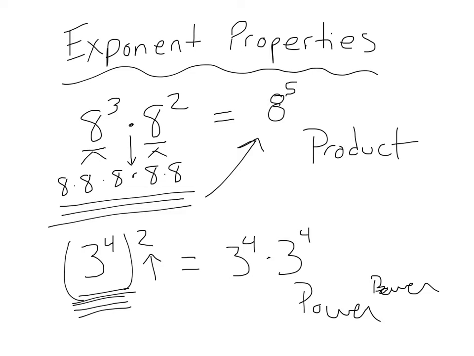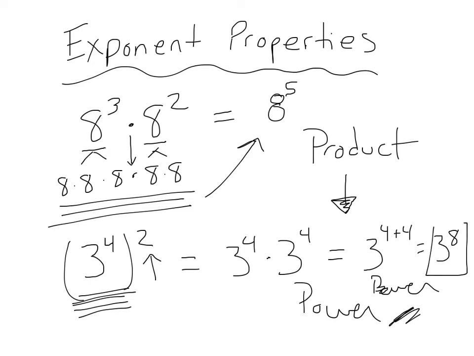There you have it. So really, we can use this power to a power property to finish this here. 3 to the fourth times 3 to the fourth is really just 3 to the 4 plus 4, which is 3 to the eighth. Not bad. Am I right? Let's keep going.